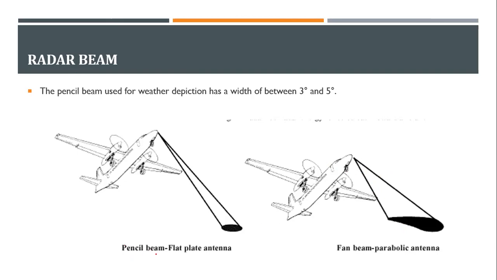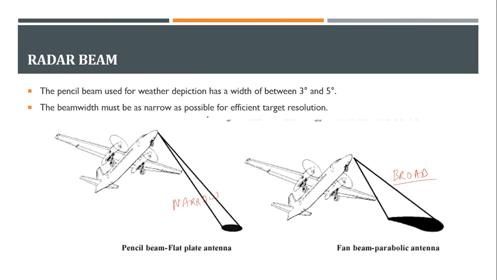And this is a pencil beam, a thin, narrow one. On the right side, you have a broad one. Both are used to scan, but you can see the range is less on the right side, and on the left side, the range is more. The beam width must be as narrow as possible for efficient target resolution. That is the only reason we use this for weather depiction, and the right one we use for mapping or terrain. Terrain is the ground. All right.